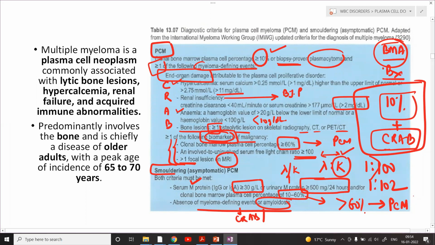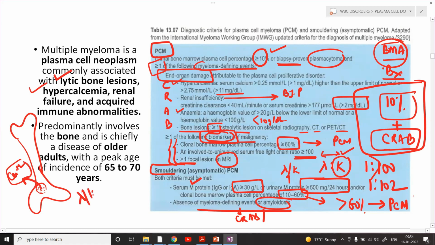So multiple myeloma is a plasma cell neoplasm commonly associated with lytic bone lesions. What do you mean by lytic? Lytic means there is an increased activity of the osteoclast. So for example, this region of the bone is completely gone. Whatever calcium was there came into the serum. That is the cause of hypercalcemia. And whatever lambda or kappa chains the plasma cells are secreting go in the form of Bence Jones proteinuria into the kidney, causing kidney damage, leading to renal failure.